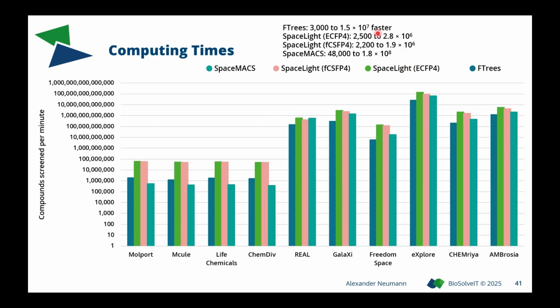So ultimately, the takeaway is here: F-trees can be up to 10 million times faster for combinatorial libraries than for enumerated sets. SpaceMax also up to 100 million times faster, and fingerprint searching is 1 million times faster for those investigated.